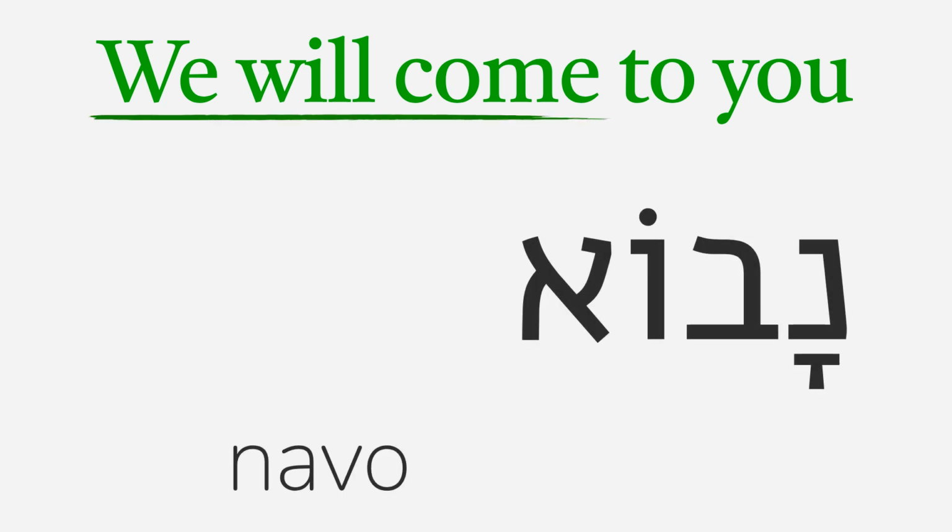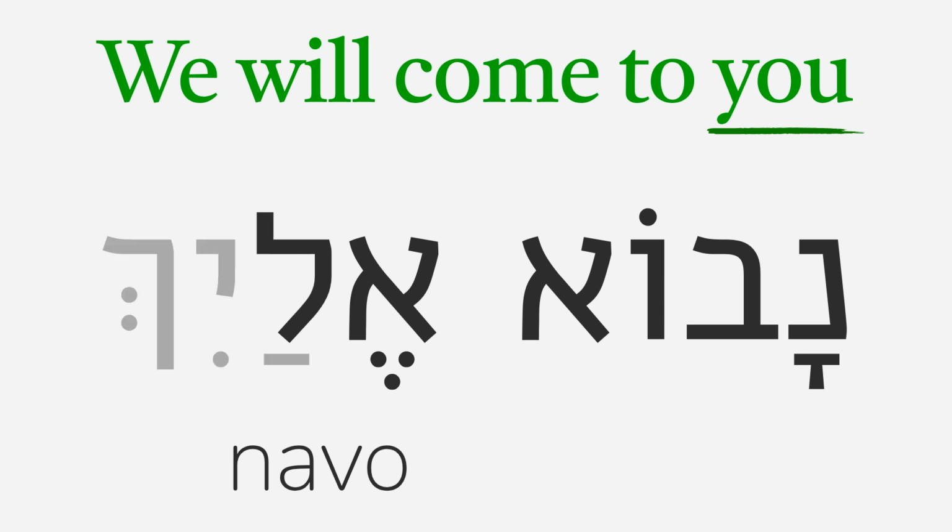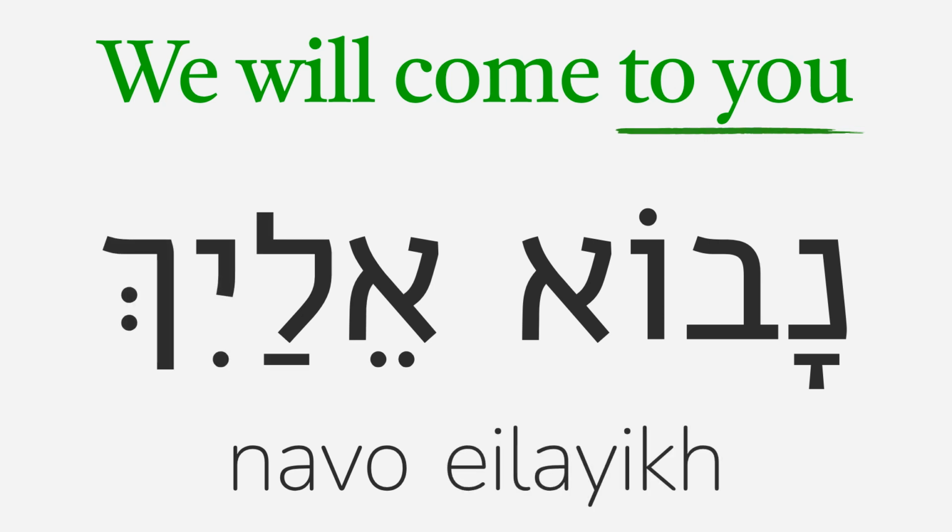Let's say we will come to you, where the you is feminine singular. We will come will be navo, with the nun prefix. To is el. The preposition el uses the plural set of object suffixes. The feminine singular you suffix from this group is aich. So, to you is elaich. Navo elaich. We will come to you.